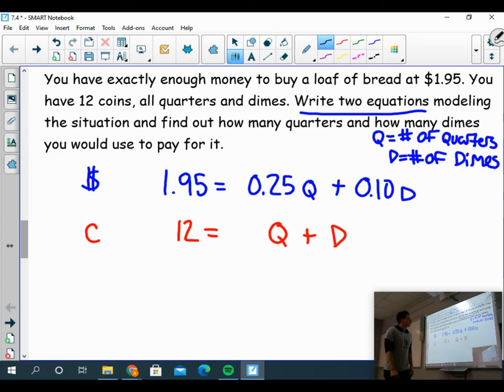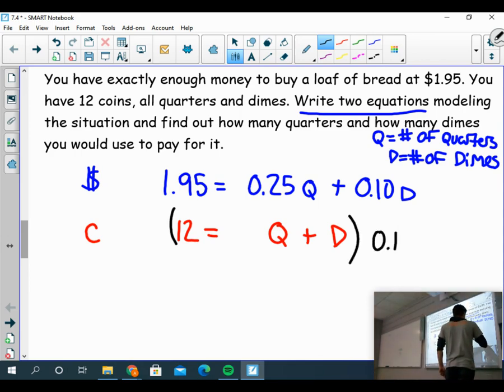Okay? When I look at this, there are a couple different ways I could solve this. Could I use substitution? Yes, it's not terribly difficult to get the letter Q or the letter D by itself. You would just have to do some subtraction if you wanted to do substitution. But I think here we'll go ahead and try some elimination. Now I need to get a variable to line up, so I will multiply both equations by 0.1.